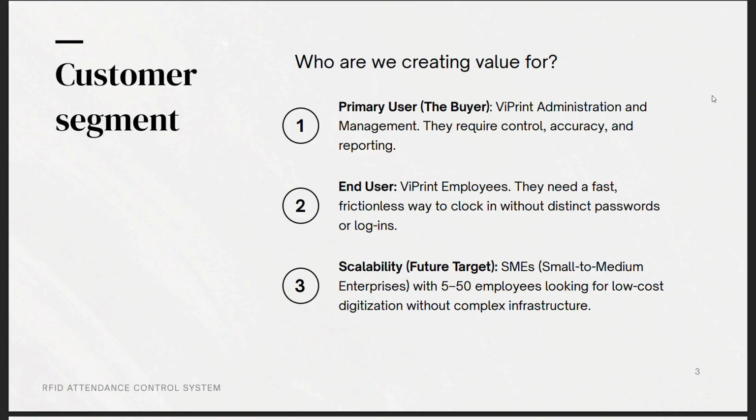In the customer segment, we will talk about who we are creating value for. In the first place, we have the primary user, the buyer, the Blueprint administration, to get an easier way to control and manage the entrance of the workers. The end users, Blueprint employees, we talked about them in the previous point. It's important to them to have a good way to check their entrances. Scalability: our target is that this application is easy to grow and use.